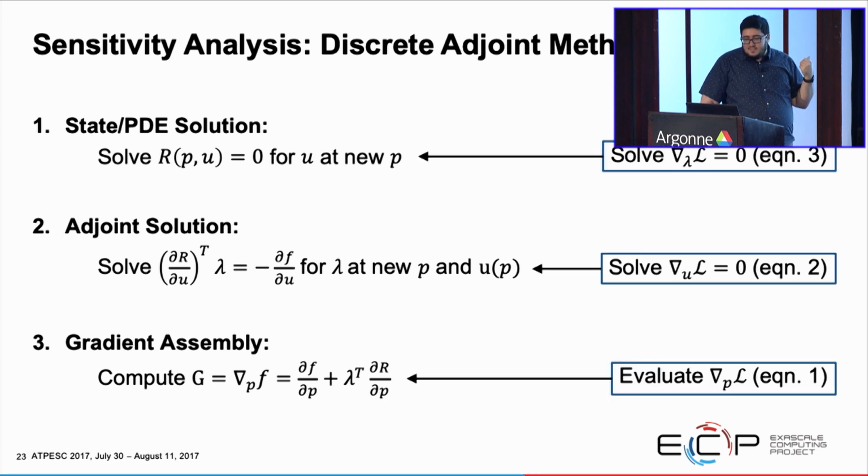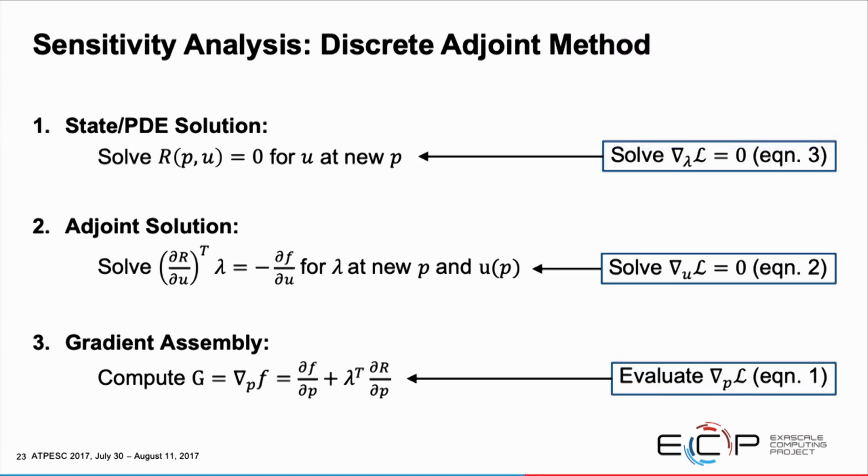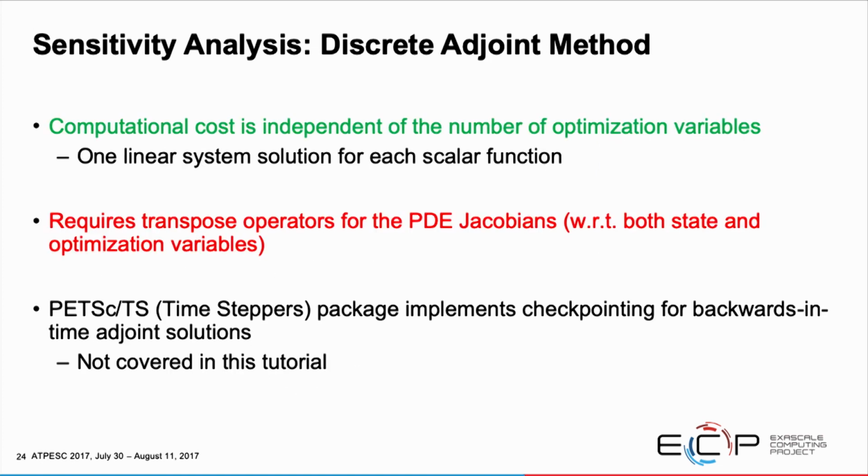So this method is independent of the number of optimization variables. It doesn't matter what the size of P is, you're only doing one adjoint solution to get the gradient, and the size of that adjoint problem doesn't change. The flip side of it is it requires the adjoint operators for the PDE Jacobian.